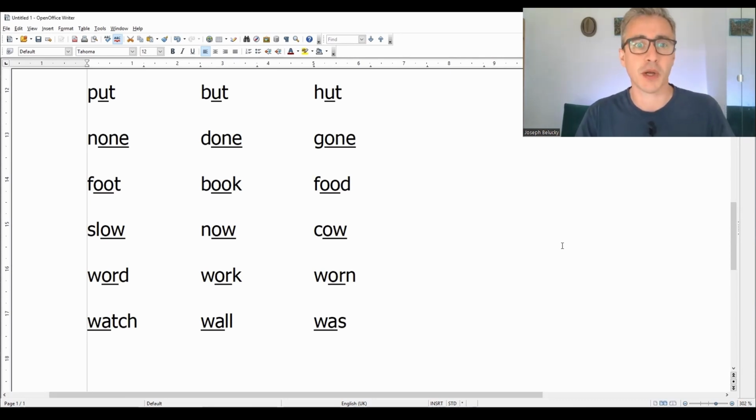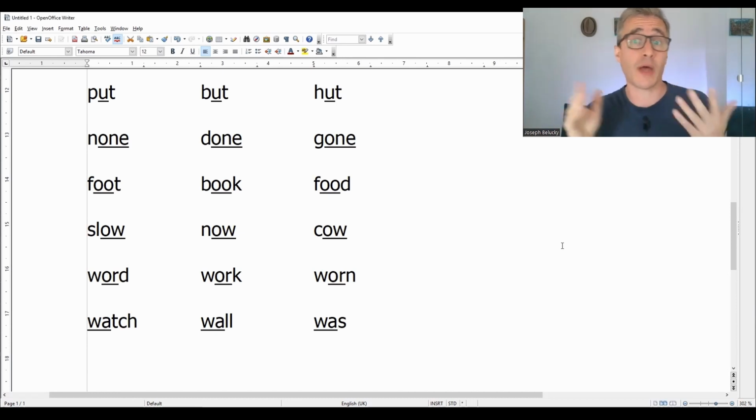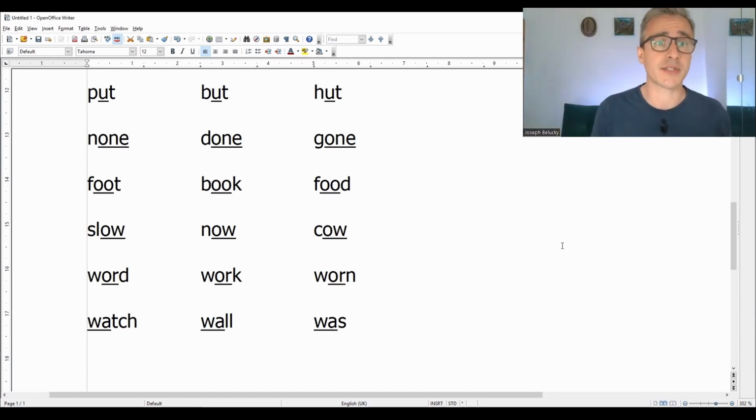It's not an easy one, this one. We really have to isolate the sound. And actually what I find is getting rid of that first consonant letter and just concentrating on the vowel sound, which has the T at the end, but they all have the T at the end here, is a really good way to hear the difference. So let me say these words. Put, but, hut.